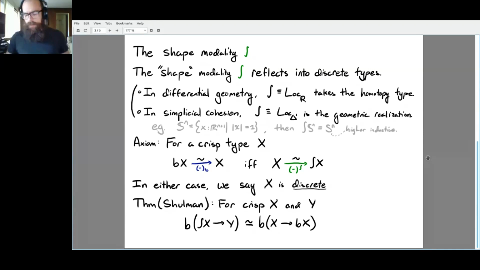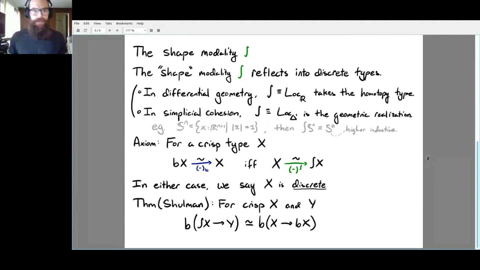And I wanted to put another example here. This doesn't just work in differential geometry. It also works in other examples of cohesion. In fact, we're only using the locally infinity connected portion of cohesion. We'll not use sharp in this talk. So another example is simplicial homotopy types, giving us simplicial cohesion. And here we could take shape to be the geometric realization, which is the localization at the one simplex.